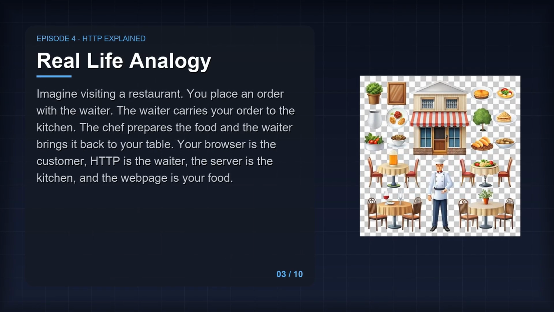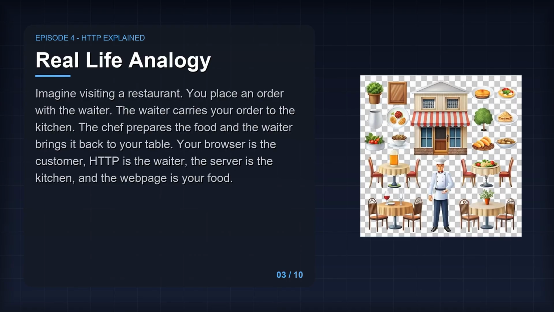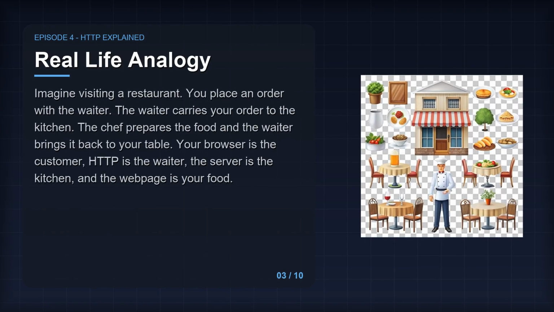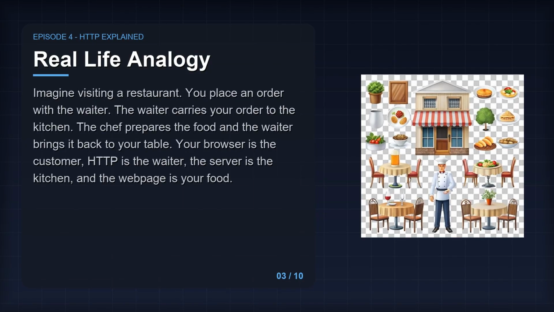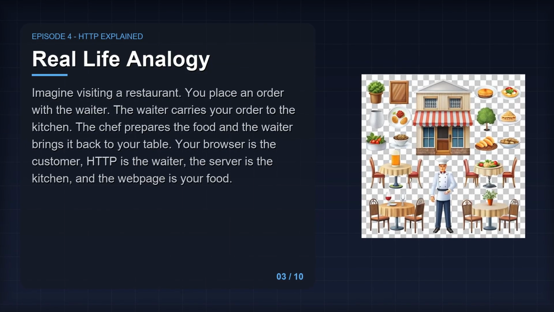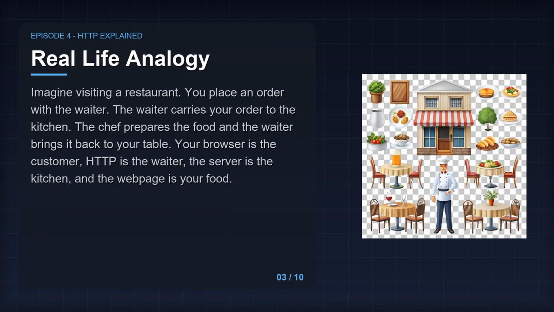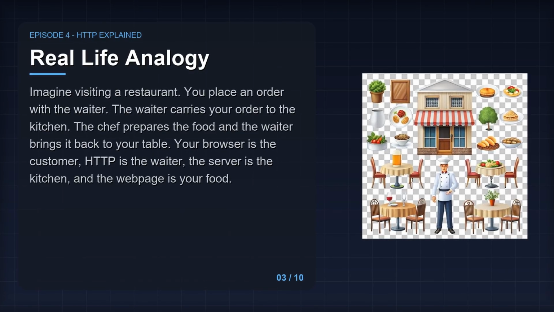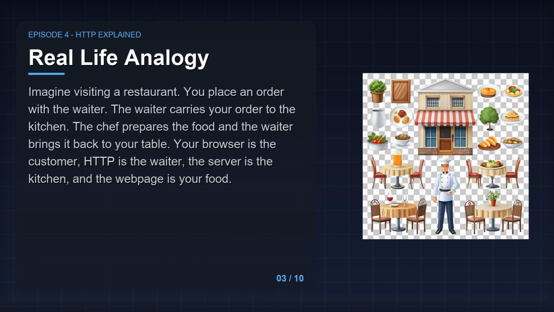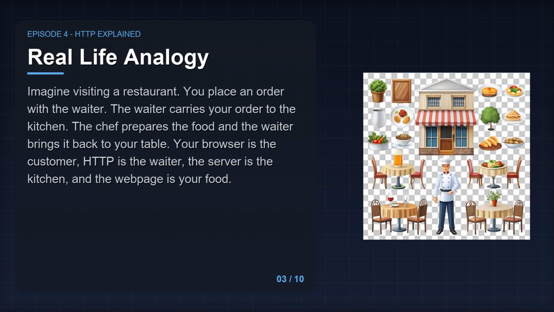Imagine visiting a restaurant. You place an order with the waiter. The waiter carries your order to the kitchen. The chef prepares the food and the waiter brings it back to your table. Your browser is the customer, HTTP is the waiter, the server is the kitchen, and the web page is your food.